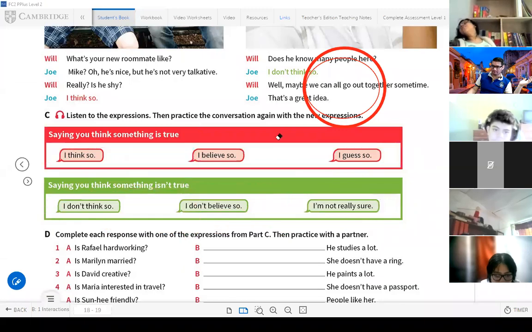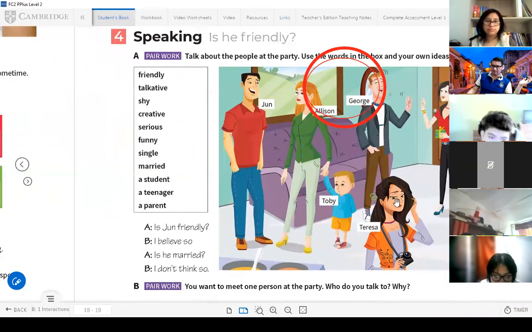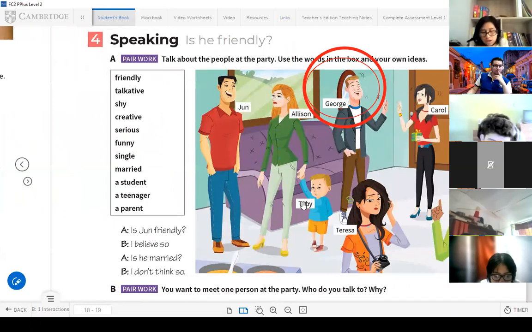A ver. Is George a student? I think so. O sea, ¿crees que sí puede ser un student? I think he seems to be too old. Parece que es un poco mayor. Daría la impresión como que ya hubiera terminado hasta sus estudios. Ah, no, you say, I don't think so. No creo que sea un student.